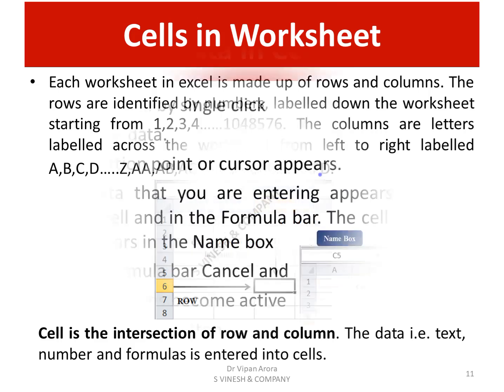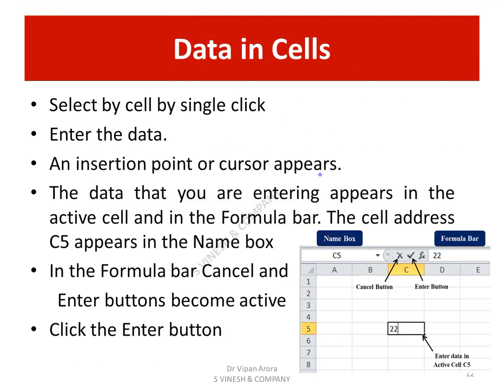Now you have understood what a cell is, what different kinds of data you can add in these cells, and how this data can be added. Select the cell where you wish to enter the data. Likewise, we have selected the cell C5. Look at the name box, address C5 appears. Type the data. In the formula bar, the tick and cross buttons appear. Click the Enter button like this, or press Enter from the keyboard. The data will be entered in the cell and you move to the next cell.